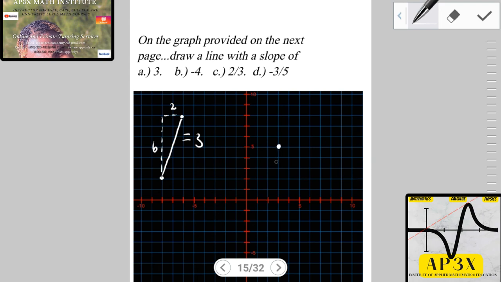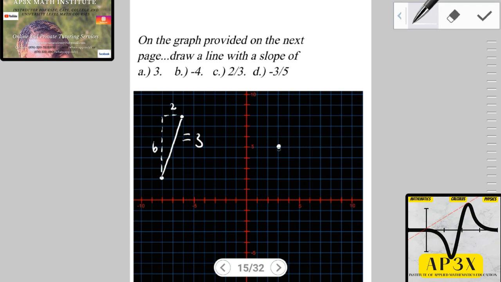So I need to have a negative rise or a negative run, one of the two. If I rise positively, I'm going to have to run negatively. Or if I rise negatively, I'm going to have to run positively. So you have to do the opposite. So here I need a number that I know can be divided by another number to give me 4. I'm just going to choose 8.